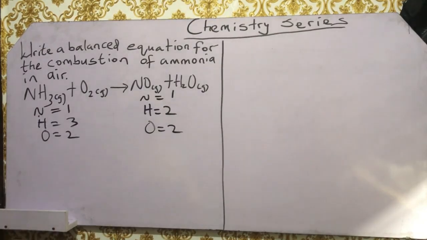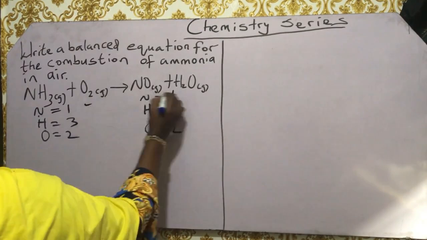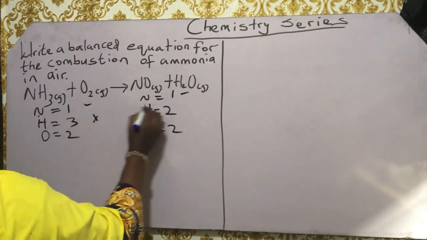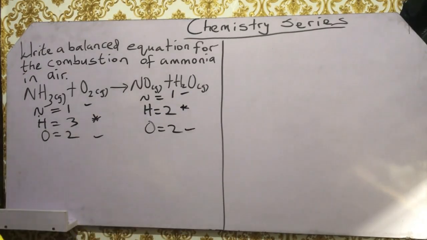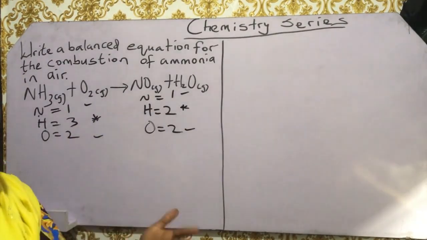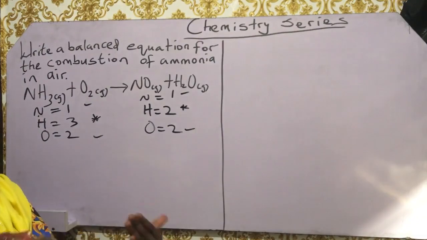So if nitrogen is balanced, hydrogen is not balanced, and oxygen seems balanced, let's try to balance hydrogen. So we have 3 here, we have 2 here. How can we make them equal? Let's just multiply them with each other.